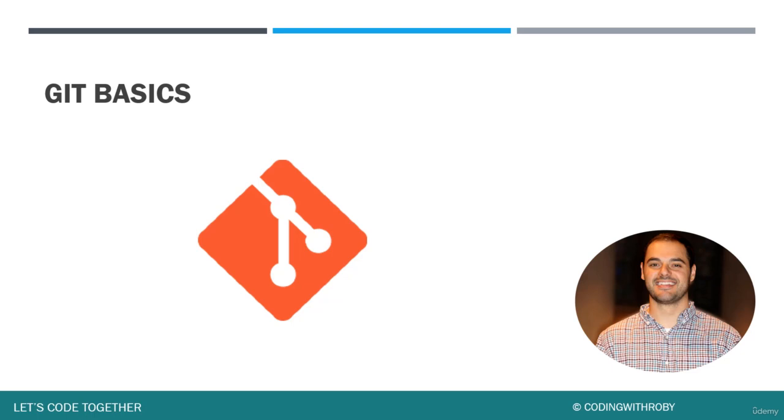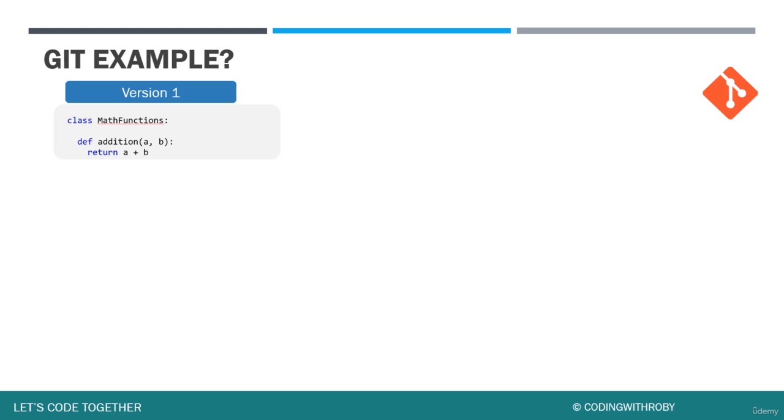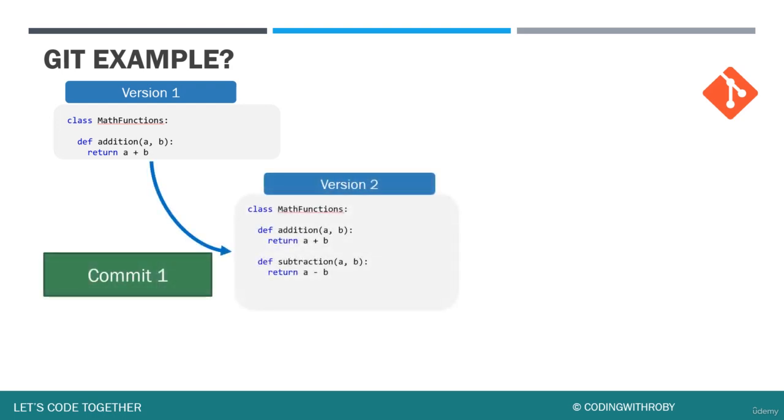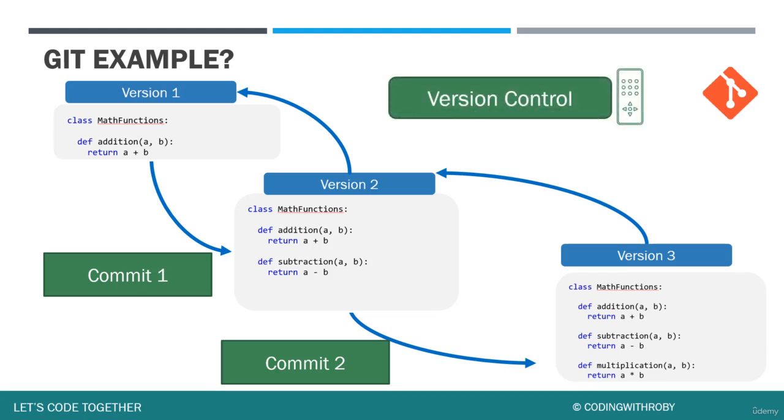And in this lecture, we're going to be going over the Git basics. So let's dive in. If we remember correctly, we are starting with version 1, which includes the math functions with the function of addition. After we commit the first version, we will start on the second version. Commit our second version to get our third version, and we'll be able to go back and check out different versions of the same code base. So in this section, we'll be learning about Git basics and how to utilize the Git version control.